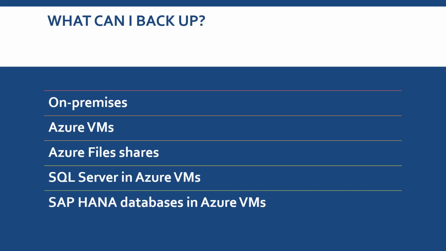Azure virtual machines. We can back up entire Windows or Linux virtual machines, or back up files, folders, and system state using the MARS agent. Azure file shares. We can back up Azure file shares to a storage account. SQL Server in Azure virtual machines. We can back up SQL Server databases running on Azure virtual machines. And SAP HANA databases in Azure virtual machines. Back up SAP HANA databases running on Azure virtual machines.